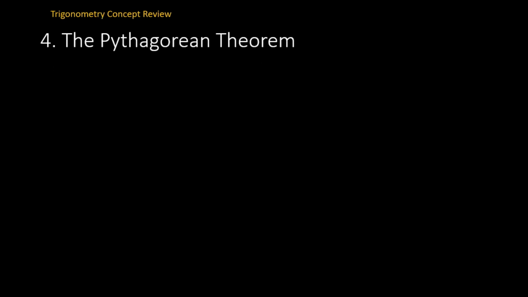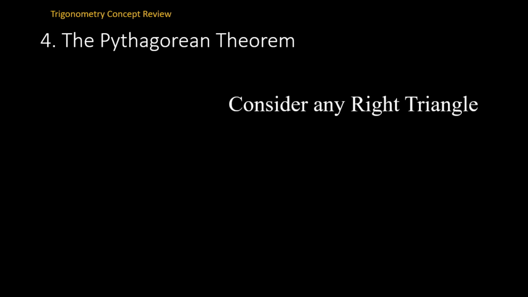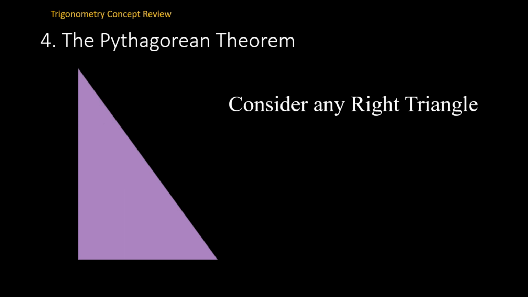Let's look at the fourth objective, the Pythagorean Theorem. Now, we shall consider any right angle triangle to explain the Pythagorean Theorem. So the sign here means it is a right angle triangle. Then the angle theta is given. I have the parts A, B, and then C.